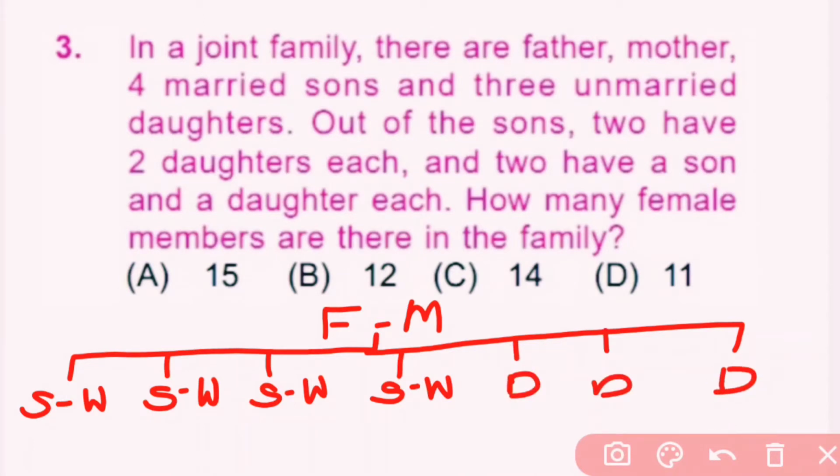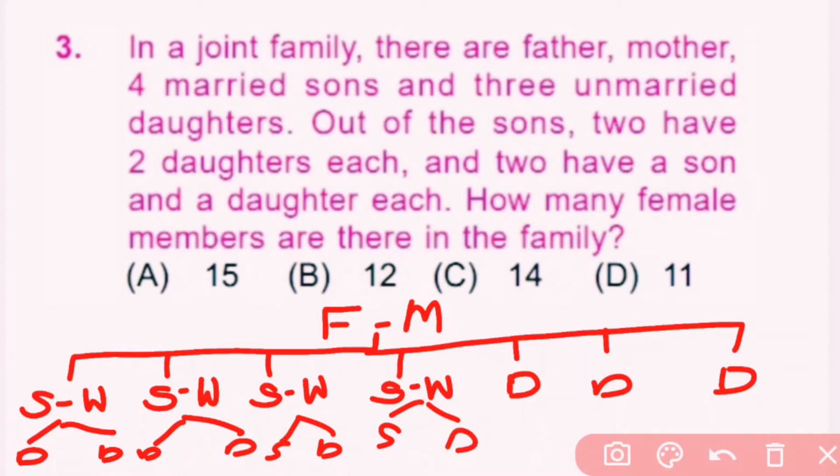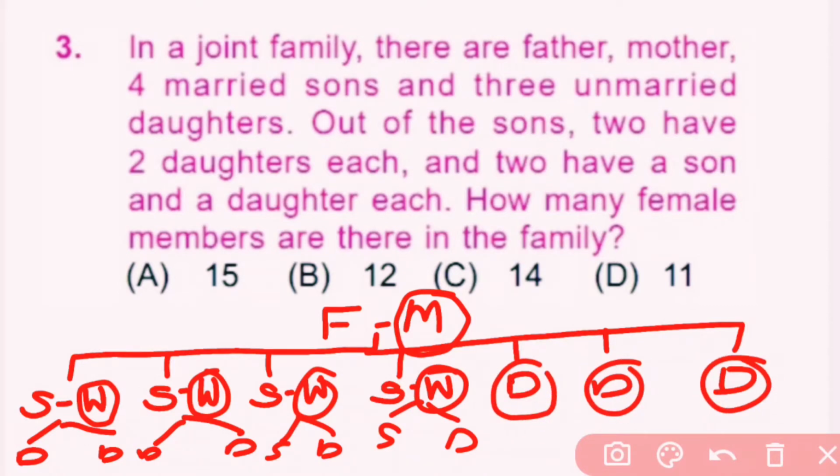And out of sons, 2 have 2 daughters each. So they both have 2 daughters. And 2 have son and daughter each. So they have 1 son and 1 daughter each. So now we count this 1 female, then 2, 3, 4, 5, this 6, 7, 8, 9, 10, 11, 12 and 13 and 14. So there are 14 female members in the family. C is correct answer.